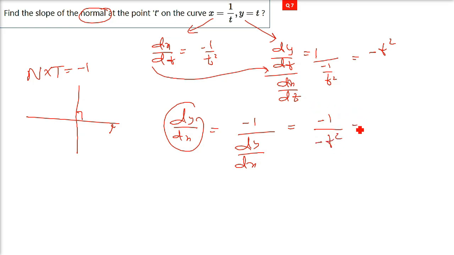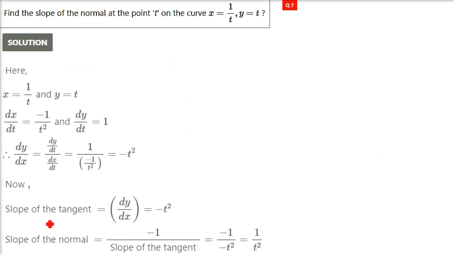You will get 1 by t square. And since there is no t, this will leave it with this. So the step-by-step discussion is this one. You have to follow this while writing.